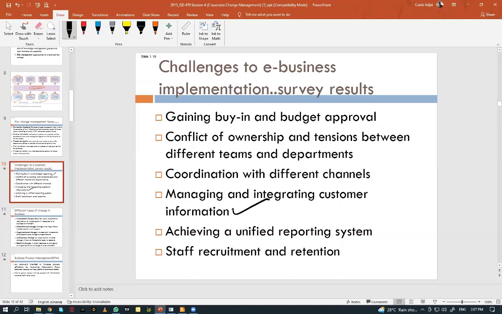Don't forget that when customers used to come to us, we were probably writing their names and how much they have bought from us. But when we have an online system, we need to feed all their records and data into the new system. And sometimes how to manage and integrate this customer information becomes a big problem. Then also achieving a unified reporting system is a very big challenge.